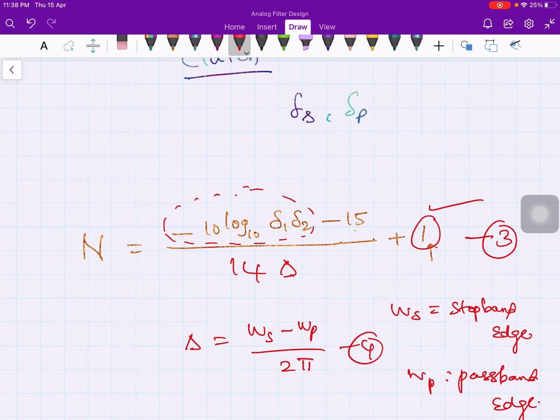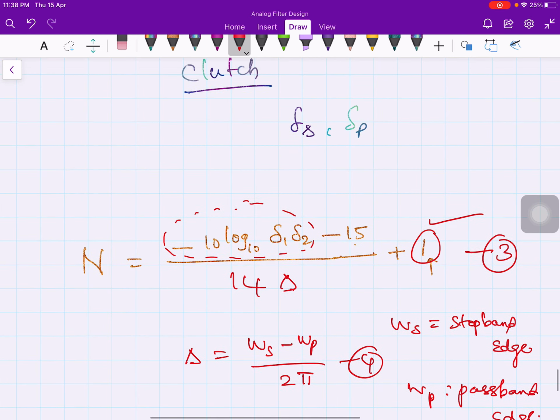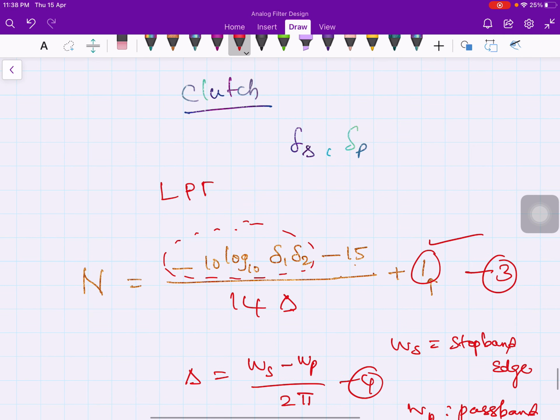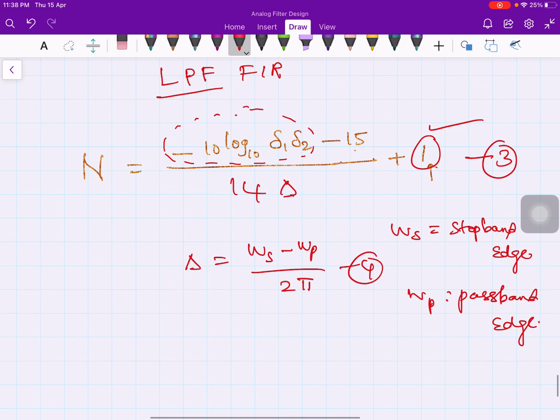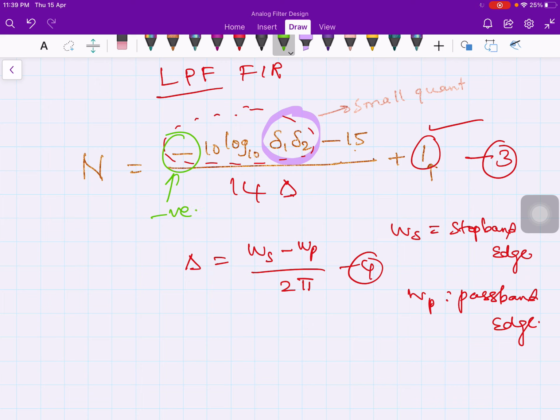So like this the FIR design starts, and this is a formula for the case of low pass FIR filter design, and generally this is going to be a small quantity, because the pass band tolerance and stop band tolerance, if you multiply and take log, then it's going to be a small quantity. That is why we put this negative sign here. There is a minus sign, and delta in our terminology is omega s minus omega p divided by 2 pi.